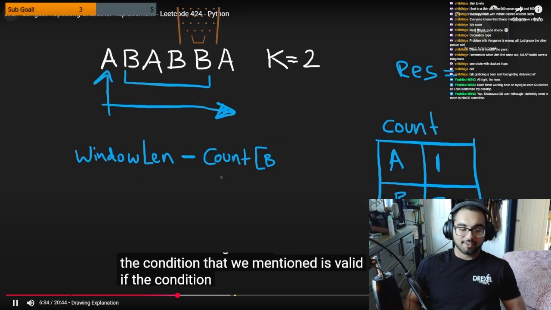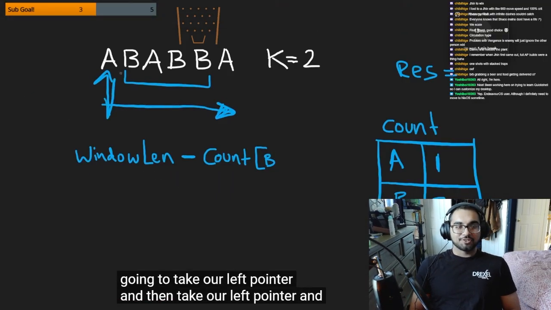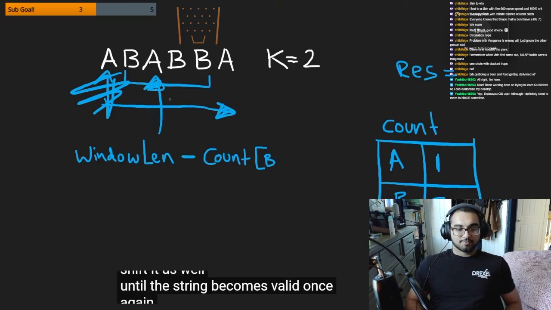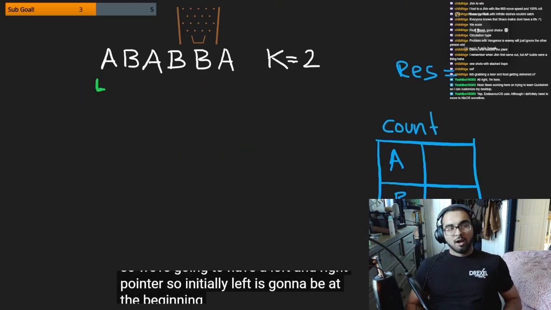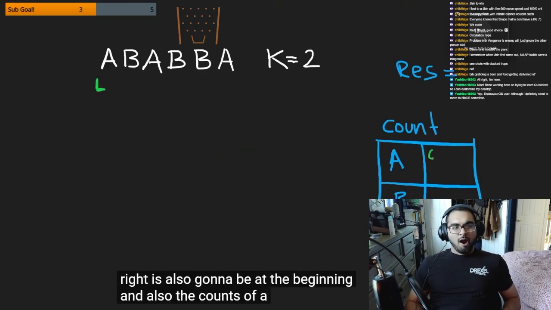The condition that we mentioned is valid. If the condition is not valid, then we're going to shrink our window from the left until the string becomes valid once again. So we're going to have a left and right pointer. Initially left is going to be at the beginning and right is also going to be at the beginning. And also the counts of A and B are initially going to be 0.